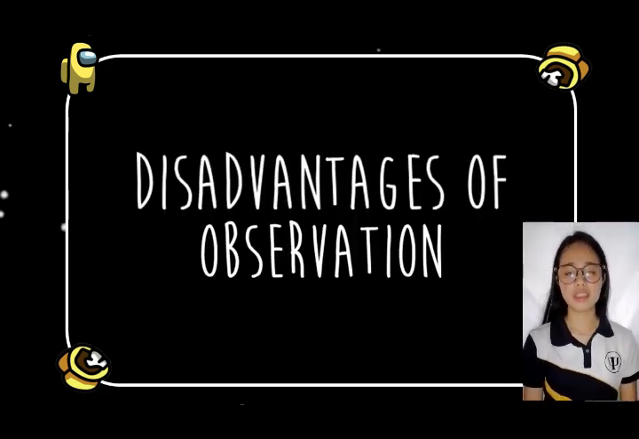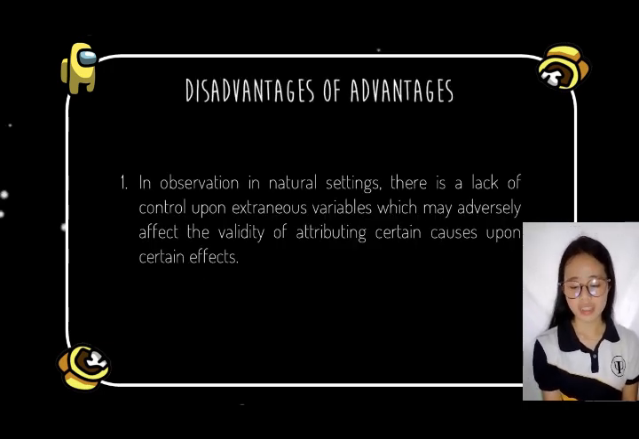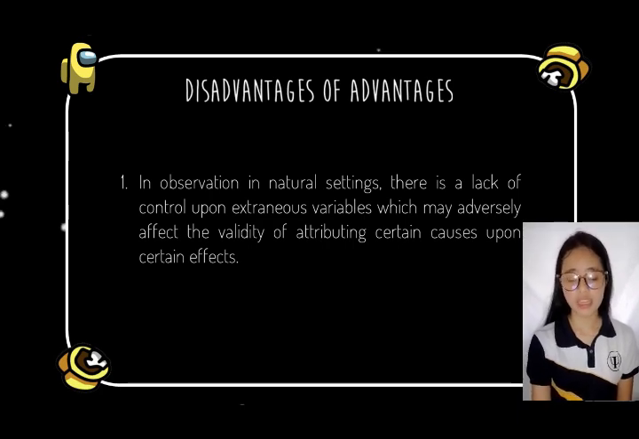Let's move on to the disadvantages of observation. First, in observation in natural settings, there is a lack of control upon extraneous variables, which may adversely affect the validity of attributing certain causes to certain effects.